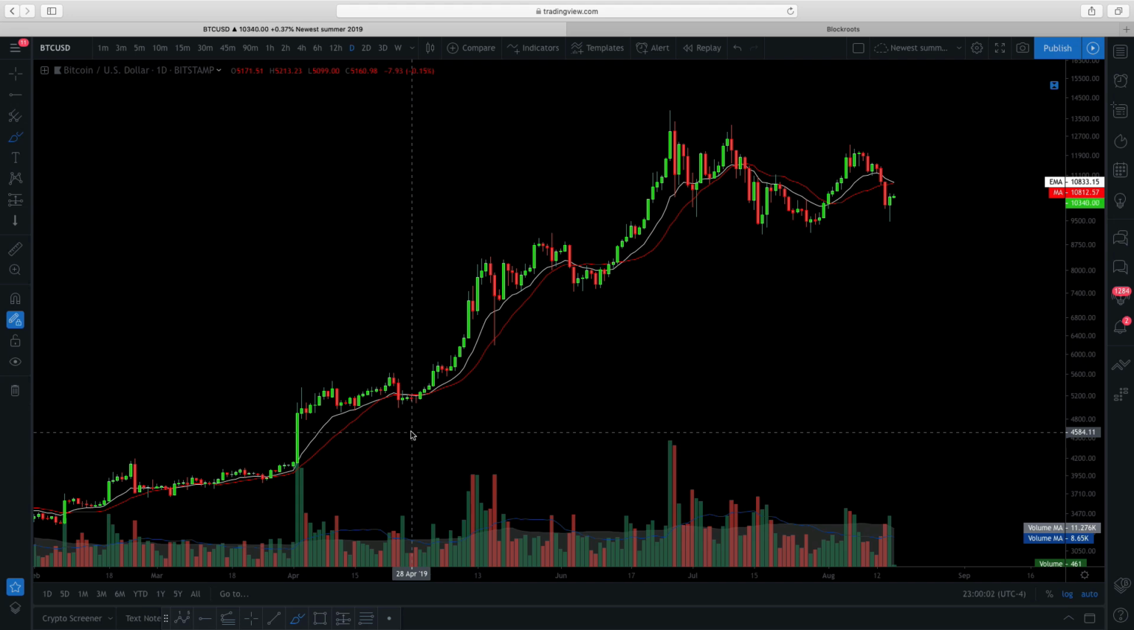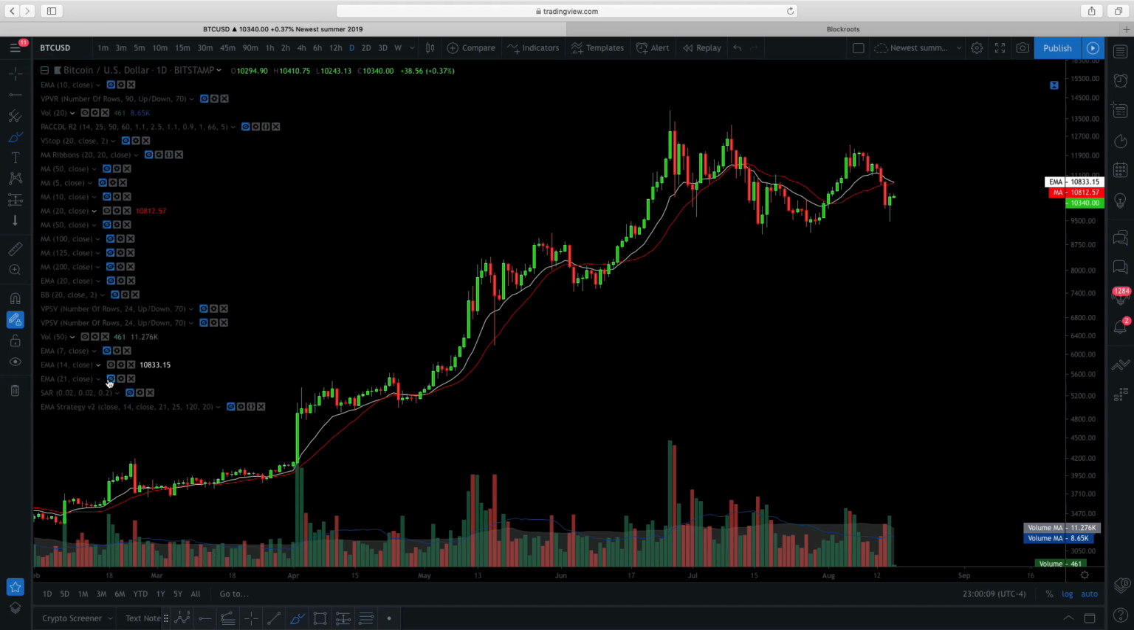So in the case of getting out, what you'll use is not just the 20 crossover. You can actually use something like just the 14 EMA on the daily. So using the 14 EMA on the daily, right here, let me turn off the 20.